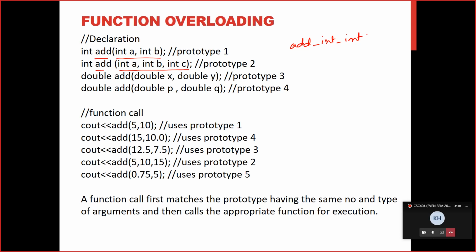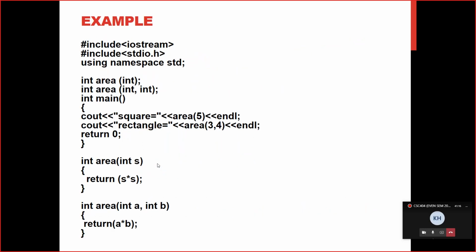Sir has already discussed this, so I'm not going to discuss it again. We all know that whenever we make function calls, they match the prototype by using the number and types of the arguments passed. So this is one example of function overloading, and this is the end of this chapter, the introduction.